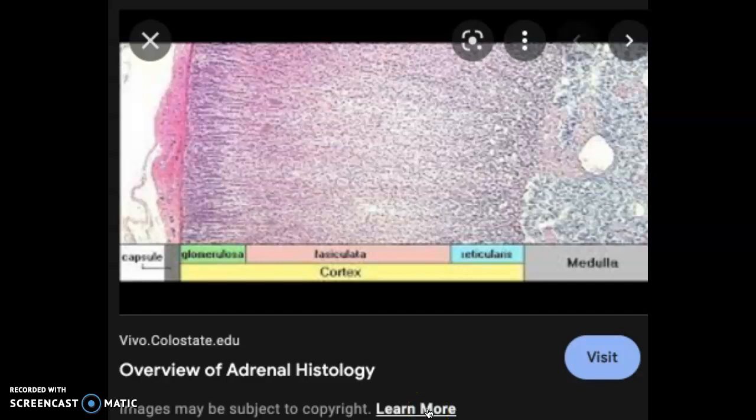So it's been interesting to watch our adrenal gland slides over the year. They start as one big giant pink blob, then they got decent, then they're just losing all color. So this is what it's supposed to look like.